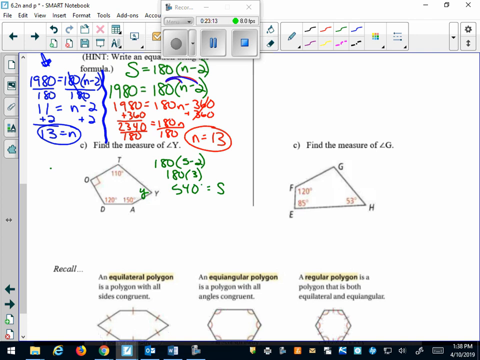So when we find what y is, we're just going to do 110 plus 90 plus 120 plus 150 plus y equals 540 degrees. And basically, you're solving for y. You have to add those all up, subtract from 540, and you'll get your answer, which is 70 degrees.